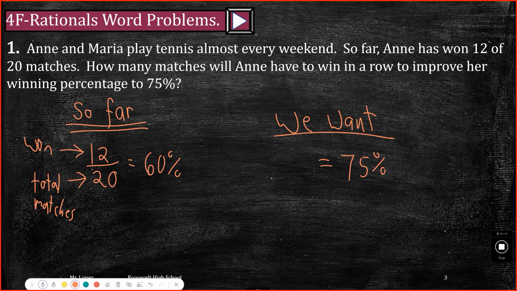So she won 12 out of 20. So what we're going to do here is set it up like this. So far, it's 12 out of 20. But however many X games she's going to play, she better win them, no? Because it's in a row. Does that make sense? If X is 1, that'll be 21, and 12 plus 1 is 13. Makes sense, no? The setup.